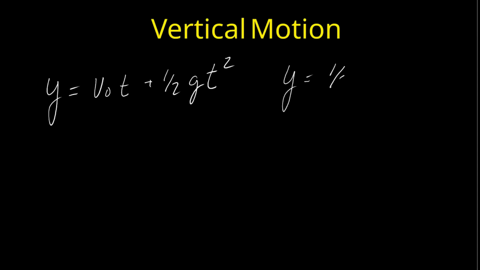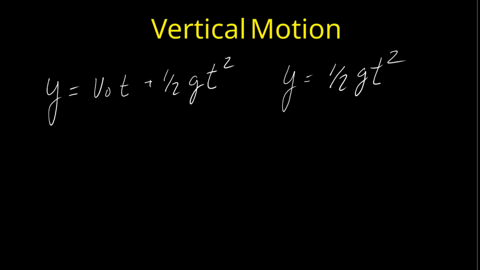The formulas are quite similar to those used in horizontal motion with a few key substitutions. Y for x, g for acceleration. So our main formula becomes y equals the initial velocity times time plus 1/2 gravity times time squared. If we're starting from rest, such as a free fall type problem, this will simplify into y equals 1/2 gt squared.